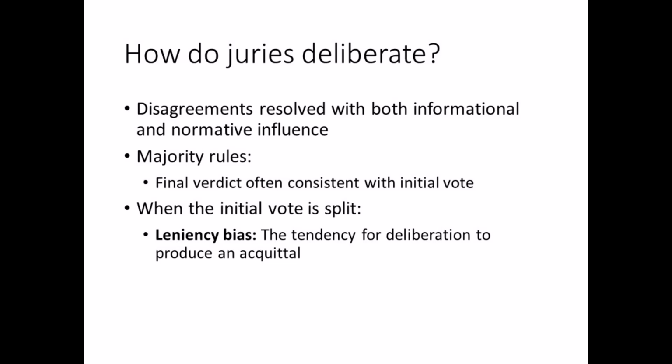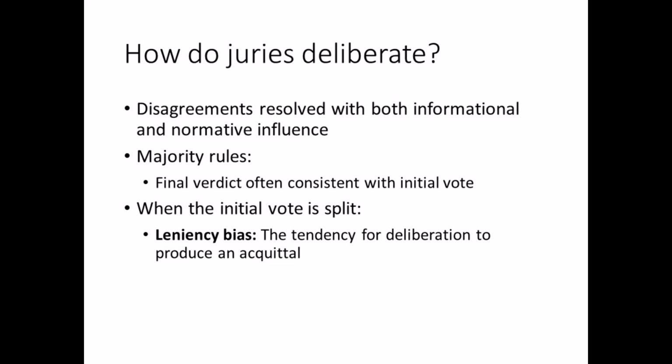Second, if we know how individual members vote the first time, we can often predict the final verdict. In one particular study by Kalven and Zeisel, they examined 215 jury decisions, comparing the group's first vote to their final vote. 209 of these juries, about 97%, reached a final verdict that was consistent with their first vote. In other words, the majority tends to rule when it comes to jury deliberations.